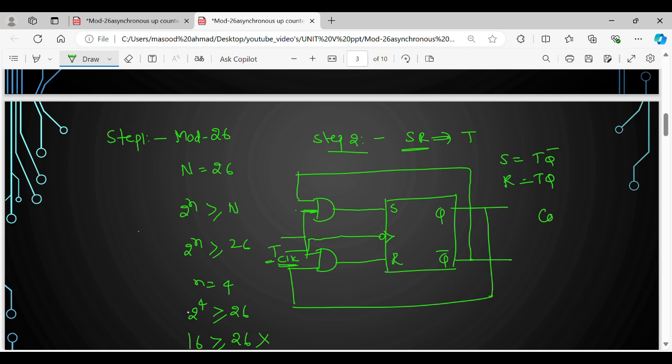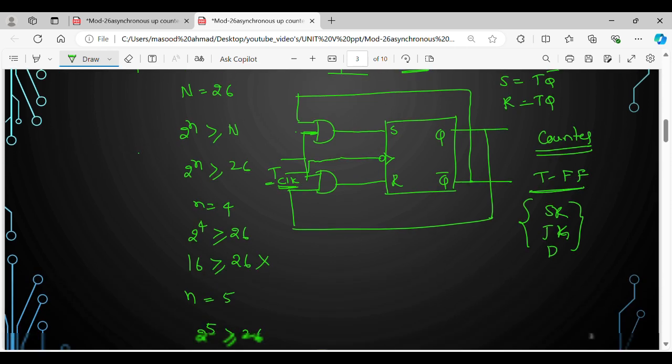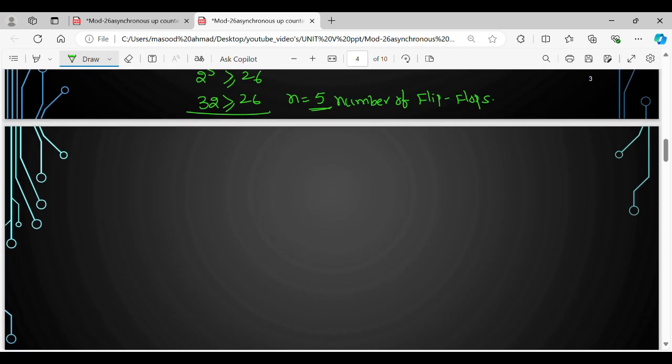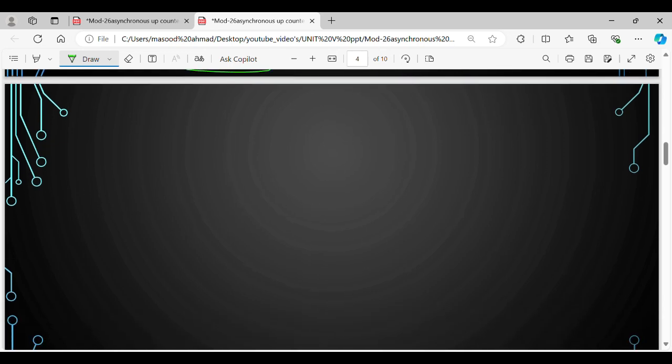For any counter, what is required is flipping, that is changing. The state of the memory has to change for every clock pulse, and that is possible only with T flip-flops. So either we use T flip-flops, or we use any other flip-flop, maybe SR, JK, or D, but we need to convert it into a T flip-flop. That process we have seen, how to convert SR into T, and we have just recollected it now.